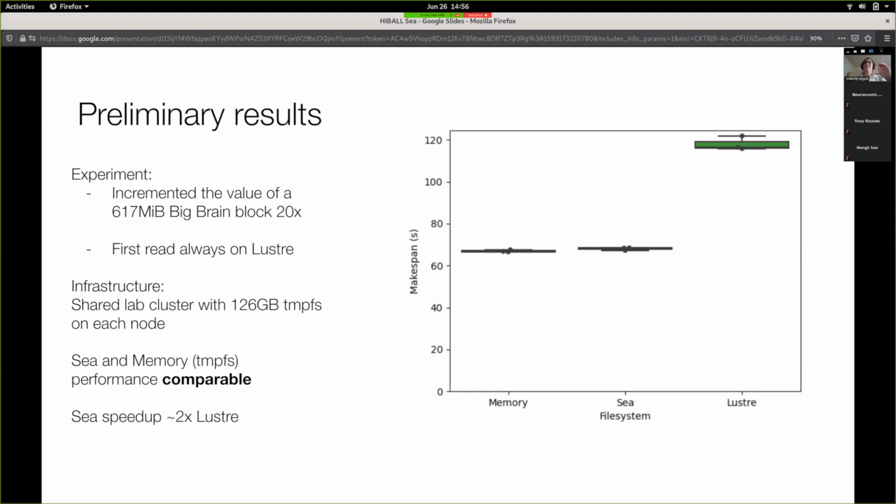Okay. Yes. So what we did was just copy it over and over again. And what we can see is that it's almost twice as fast, almost twice as fast as Lustre. And it's very comparable to writing directly in memory, which means that there's not much overhead to the library.